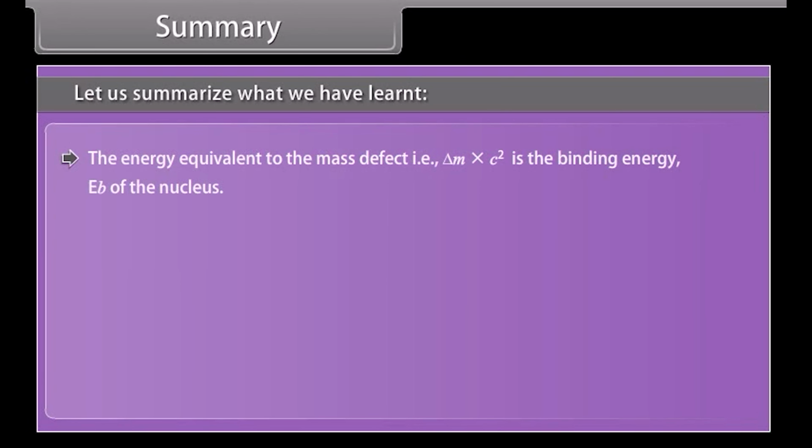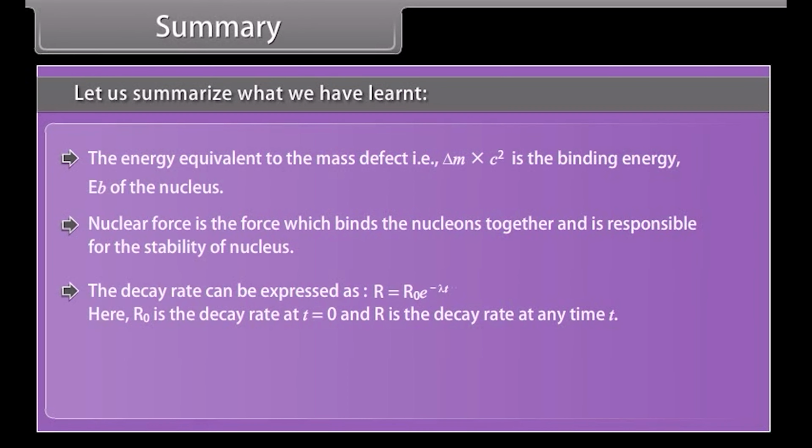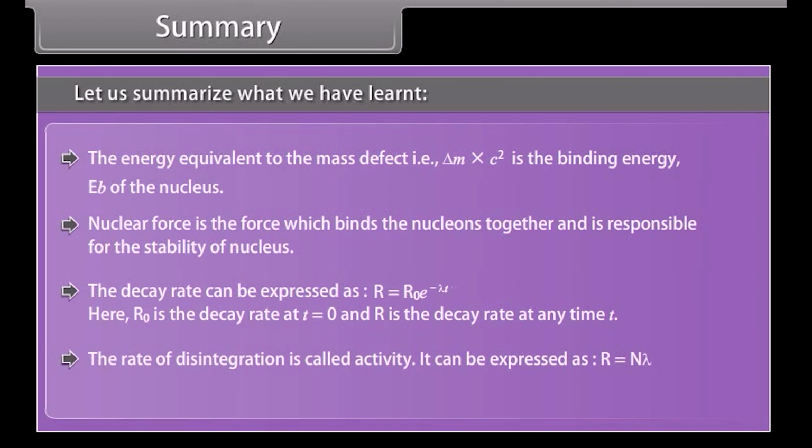Nuclear force is the force which binds the nucleons together and is responsible for the stability of the nucleus. The decay rate can be expressed as R = R0 e^(-λt). Here, R0 is the decay rate at t equal to 0, and R is the decay rate at any time t. The rate of disintegration is called activity. The SI unit for activity is becquerel.